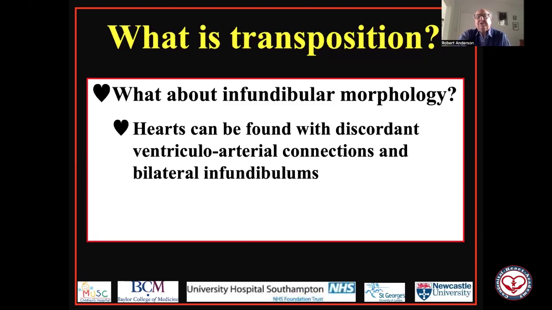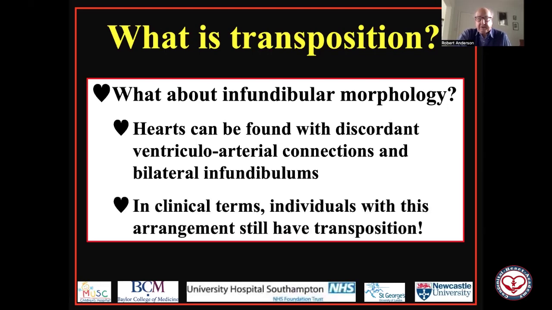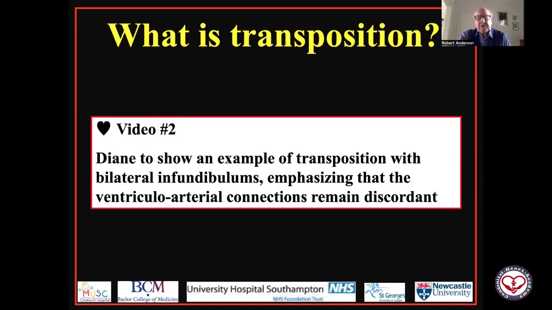So what about infundibular morphology? You've now seen that hearts can be found with discordant ventricular arterial connections and bilateral infundibulums. So in clinical terms, these individuals do have transposition. So let's look at this again now. Diane now is going to show you another example of a heart in which, despite the discordant ventricular arterial connections, we have that feature that tells us that the arterial trunks are transposed.